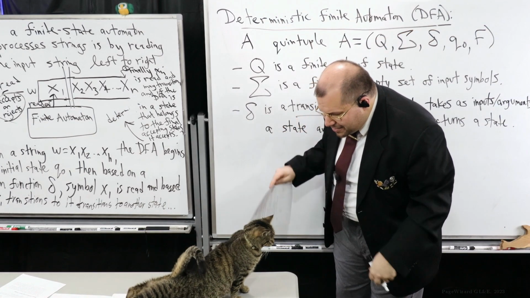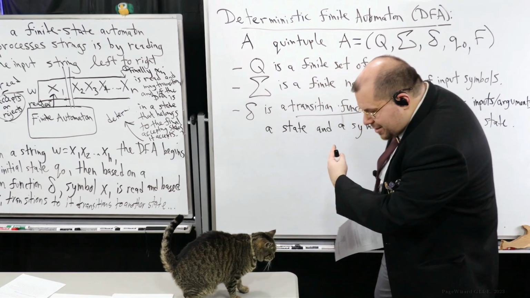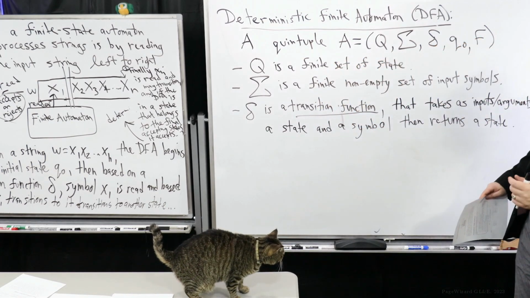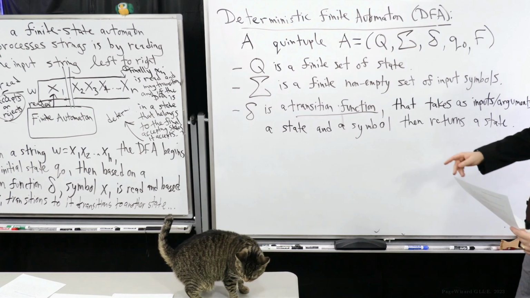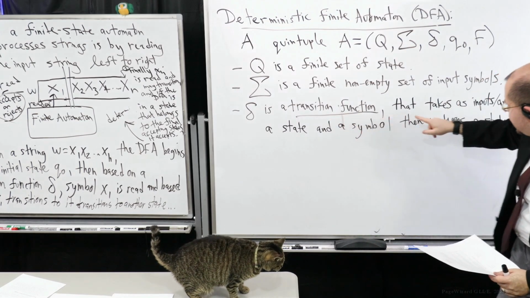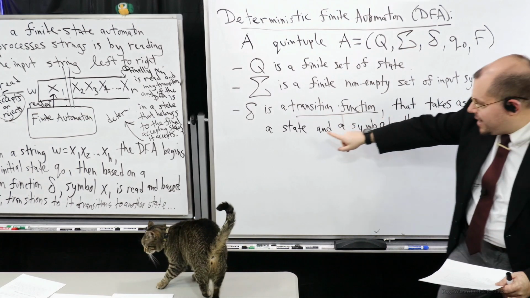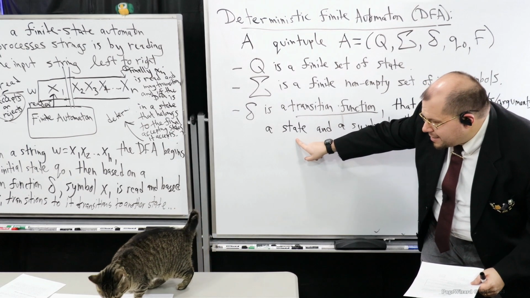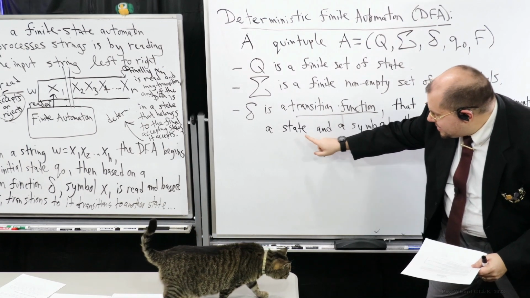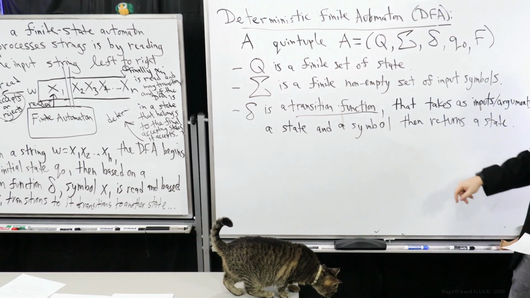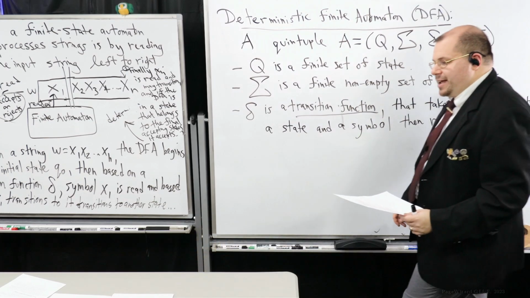So you give me, what, Miss Kitty? Yeah, I know, we're talking about DFAs. What do you think, Miss Kitty? Yeah, no, Miss Kitty, the transition function is going to take in as input a state and a symbol, and then it's going to return back a state. Yeah, exactly.